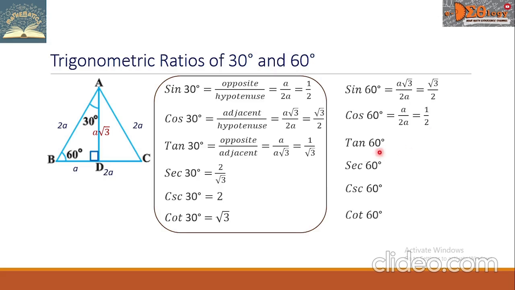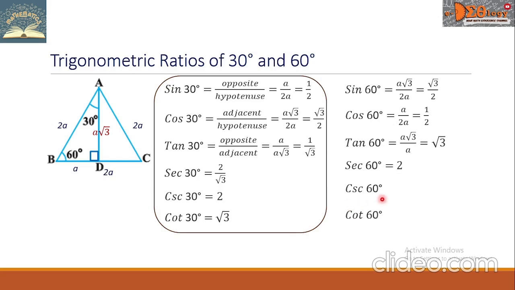Next is tangent 60 degrees. Opposite over adjacent. So that will be A square root of 3 all over A. We cancel the A, it becomes square root of 3. Next is secant 60 degrees. We will take the reciprocal of cosine 60 degrees, and that value is now 2.